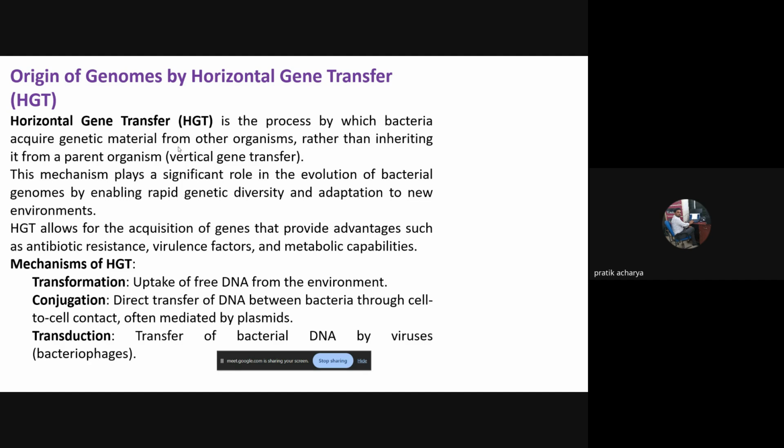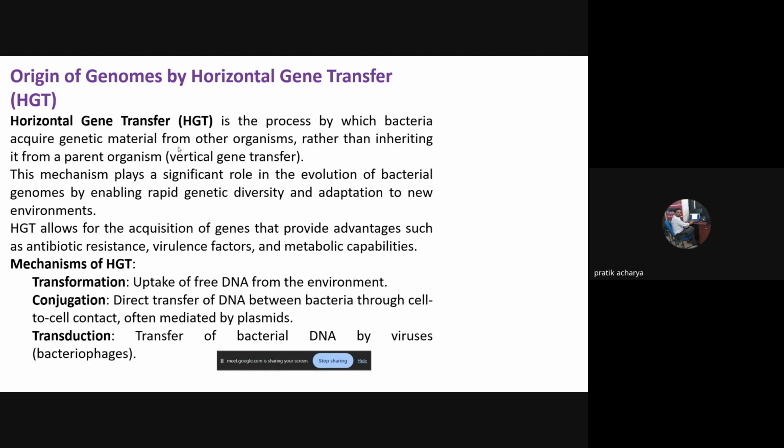Okay. And this horizontal gene transfer allows for the acquisition of genes that provide advantages such as antibiotic resistance, virulence factors, and metabolic capabilities. So these are the different factors by which bacteria benefit from horizontal gene transfer. Evolution occurs, but along with evolution, certain factors are responsible for bacterial benefits, like bacterial antibiotic resistance, which is possible due to horizontal gene transfer.